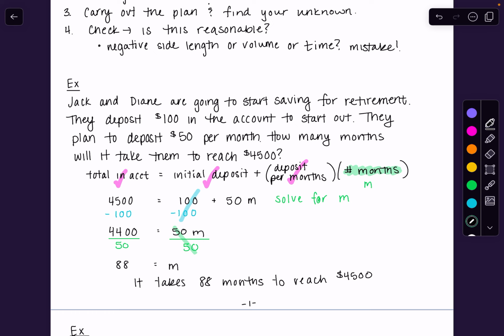Okay. And that seems reasonable. You could figure out how many years it was. It should not take you like 1,000 months to do that. That would be an indication that maybe I divided something wrong or typed something wrong into my calculator.